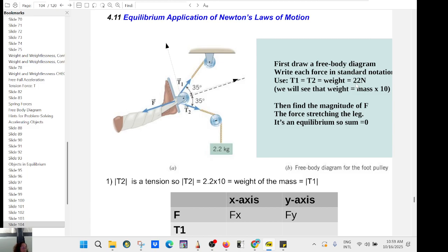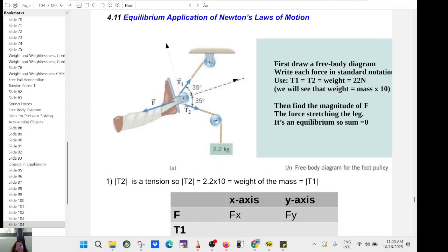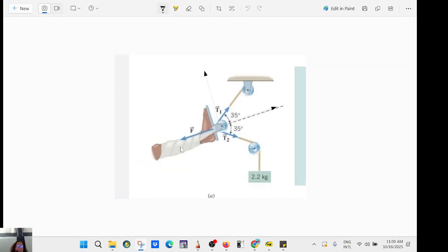Okay, so let's do this one. This one is super easy, extra easy. So you can do it very quickly. So what's going on here? It's someone who broke their leg. And so you want to stretch the leg so the bone comes back together just the right way. So you have to pull on the leg. Okay, so this system is pulling on the leg.